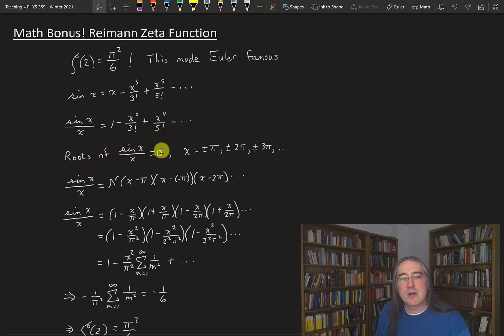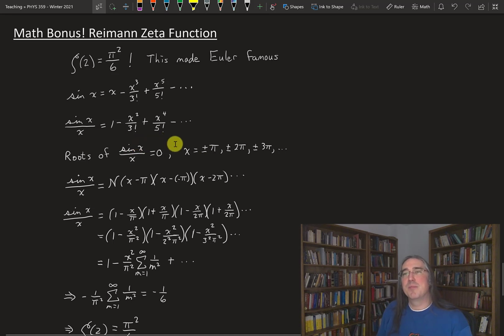Well, the roots of this function are the roots of sine of x, except at 0. Because if you have seen this function before, it actually has a well-defined limit at x equals 0, and it's 1. So this does not have a root at x equals 0, but it has roots everywhere else that sine has roots, which is to say positive pi, negative pi, positive 2 pi, negative 2 pi, plus or minus 3 pi, 4 pi, all the integer multiples of pi.